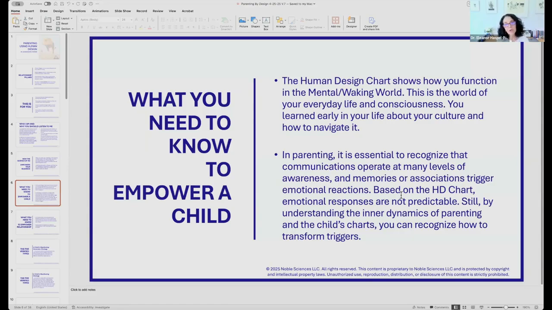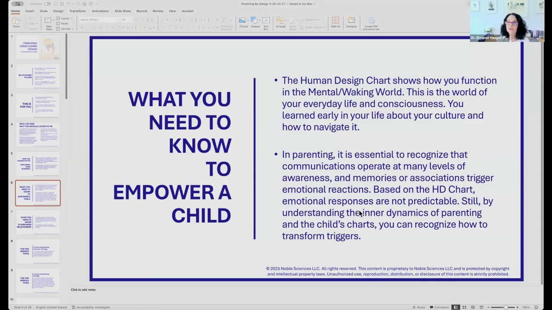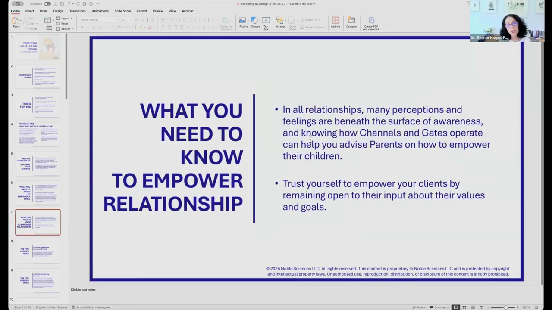In parenting, it's quite essential to recognize that communication operates on many levels. There are memories associated with parents, and they get triggered emotionally. So children can trigger their parents and vice versa. But by understanding the inner dynamics of parenting and the child's chart, you can recognize how to transform triggers. What you need to know to empower relationships is that a lot of perceptions are beneath the surface. Knowing how channels and gates operate can help you advise parents on how to empower their children.